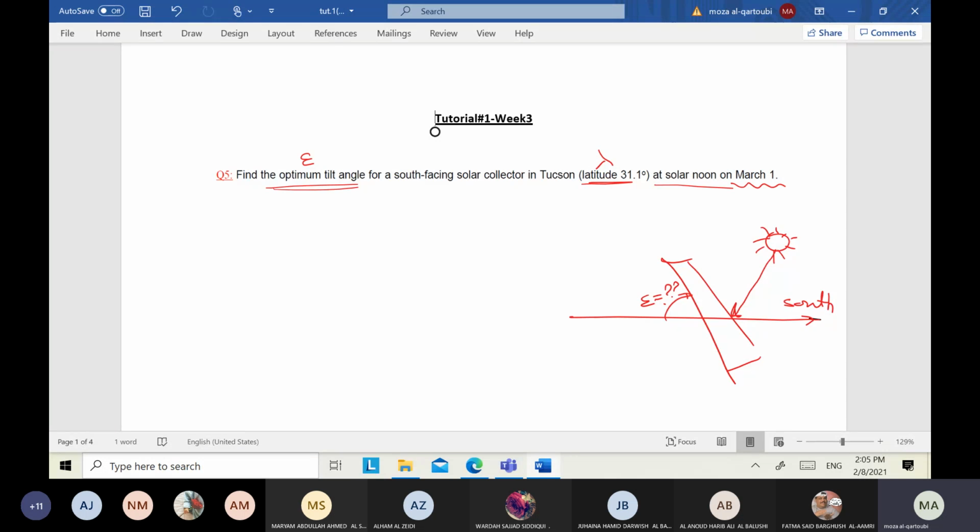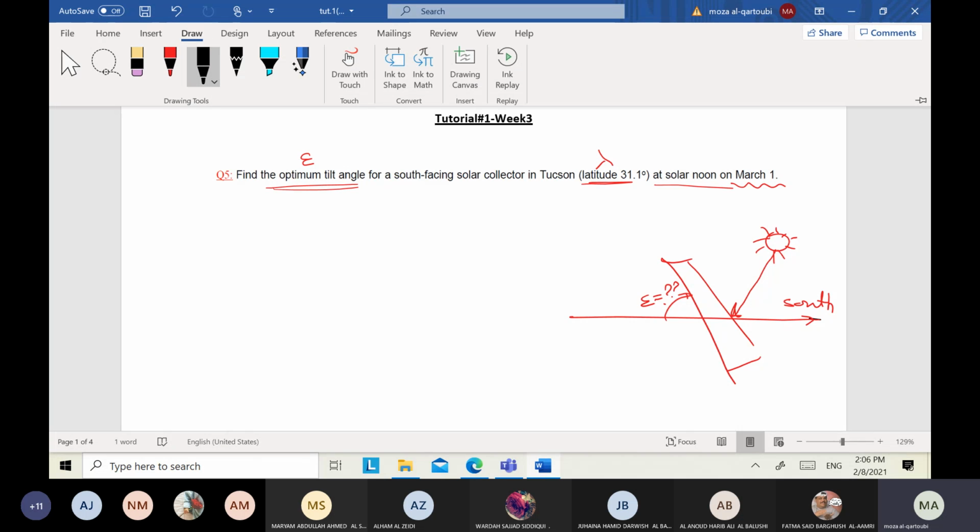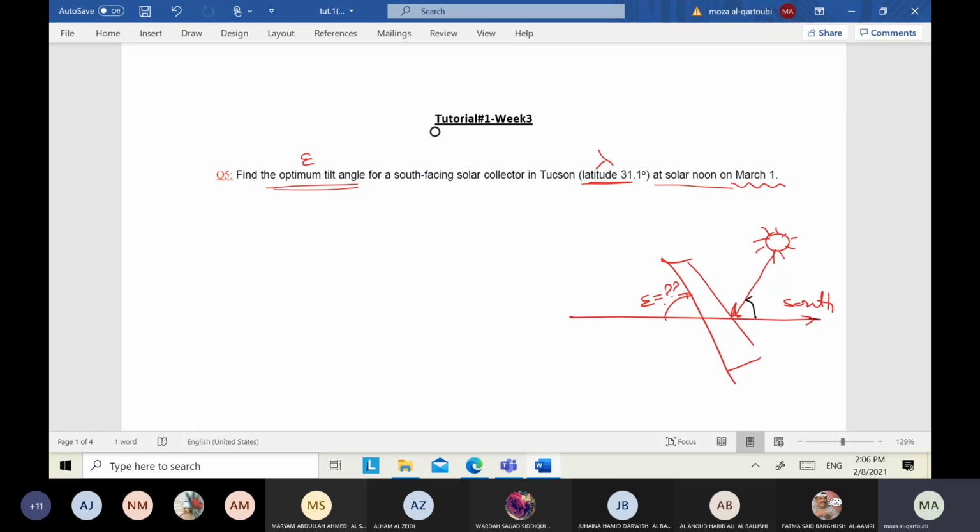How to find it? Now we have a new angle called the altitude angle. Altitude, not latitude. We have the latitude angle lambda, but we have another angle called the altitude angle, beta. The altitude angle is the angle between the sun rays and the horizontal plane. This is the value of beta, the altitude angle.